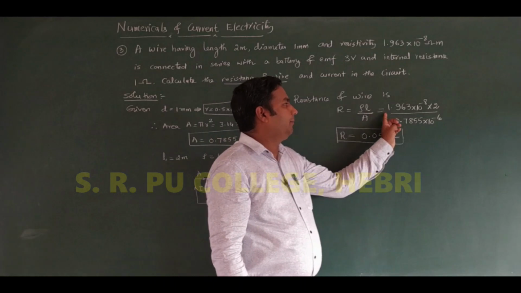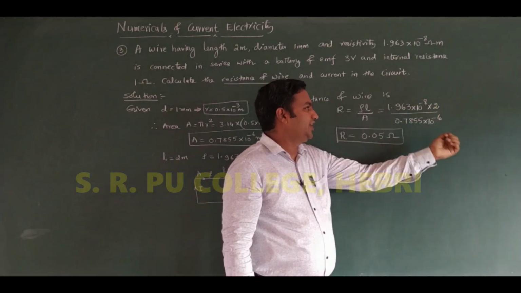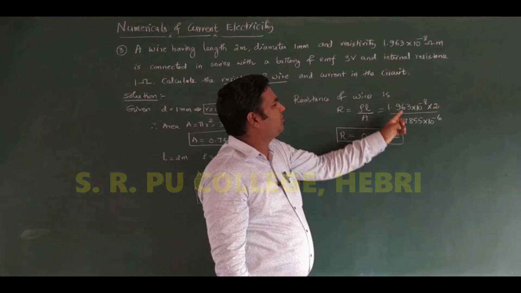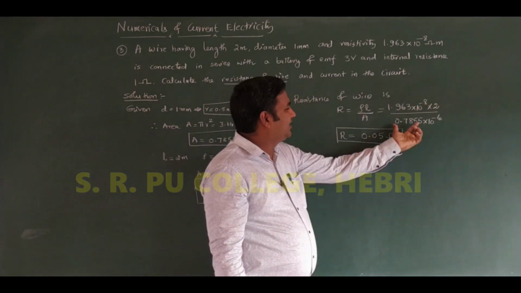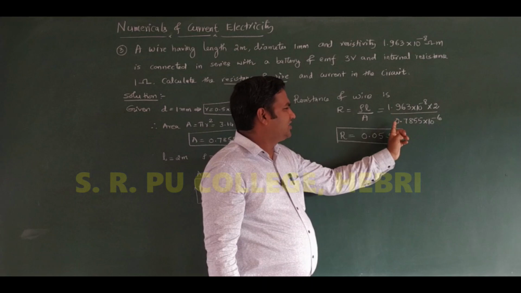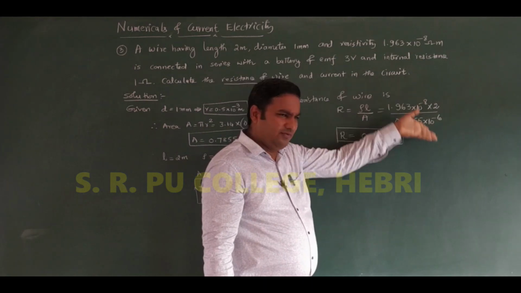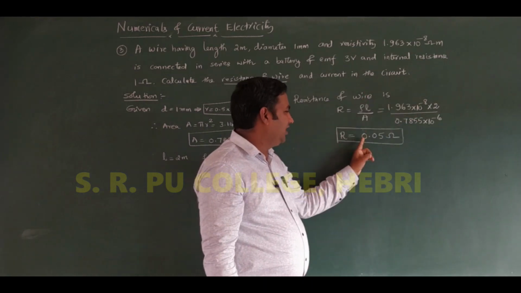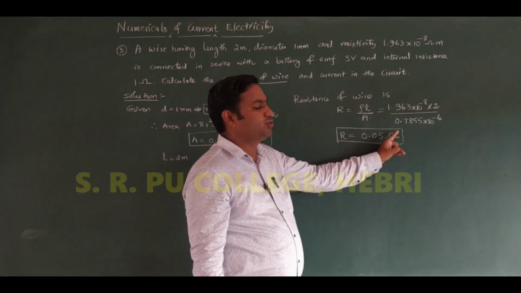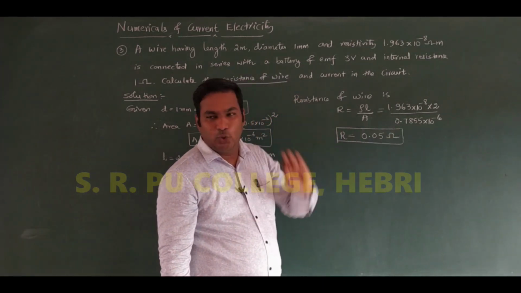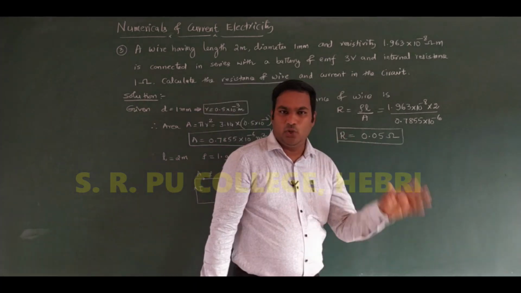Here 1.963 into 10 power minus 8 into 2, approximately we can take this one as 2. 2 into 2 becomes 4, and this one you already learned, and dividing by 0.7855, the remaining answer is 0.05. The unit for resistance is ohm. R is equal to 0.05 ohm.